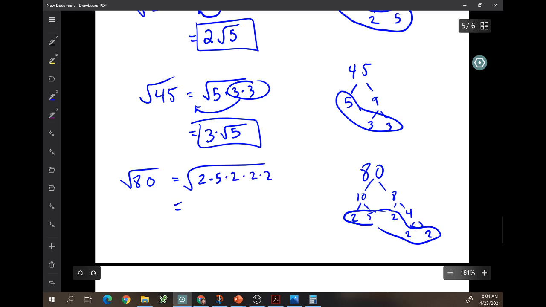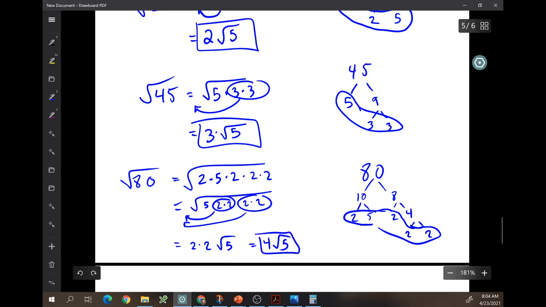And I like to just kind of rewrite this. It's easier for me when I have my pairs next to each other. So 5 times 2 times 2 times 2 times 2. Now I'm just going to circle a pair, and there's a second pair. So they can come out. So this gives me 2 times 2, and then inside is still square root of 5. Now I do multiply those. That's going to become 4 square root of 5.